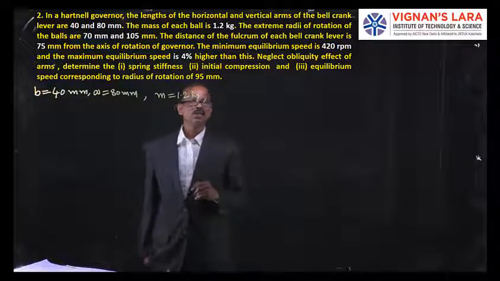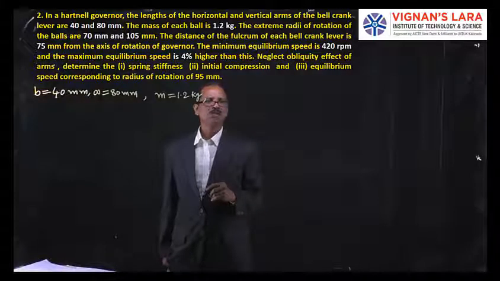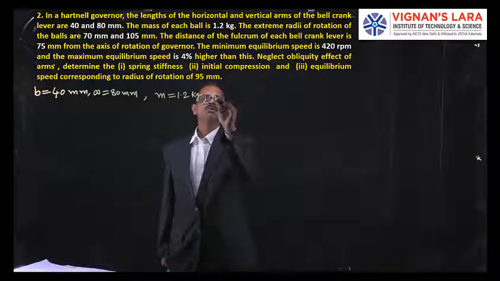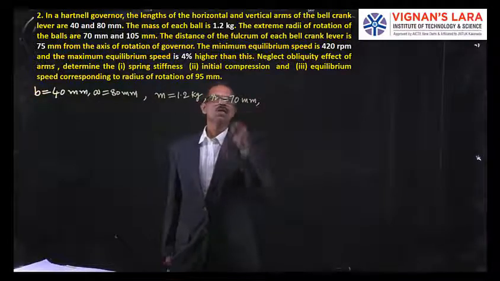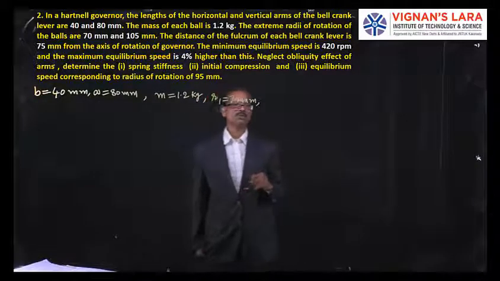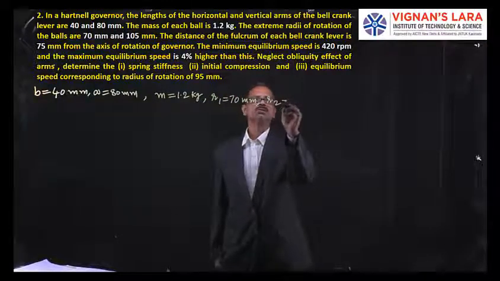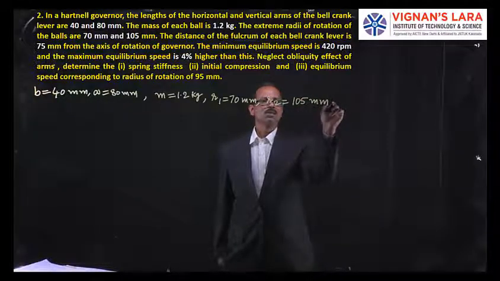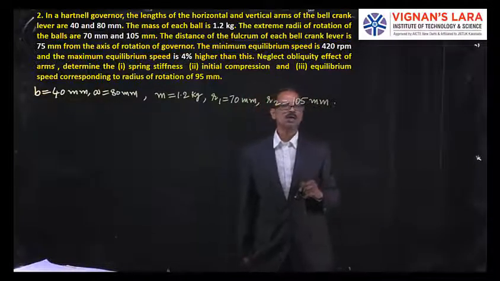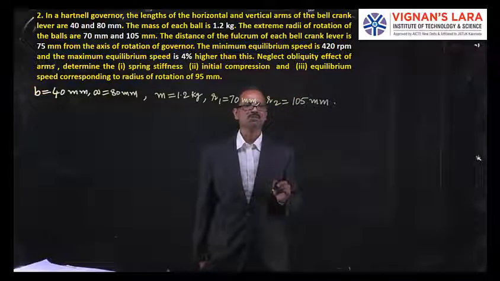Then the radii of rotation of the ball are 70 and 105 mm. Our conventional procedure is that the lower radius of rotation we call R1 and the higher radius of rotation R2. So the distance of the fulcrum of each bell crank lever is 75 mm. Okay, we'll write it from the axis of the governor.